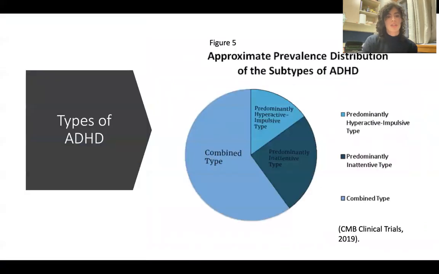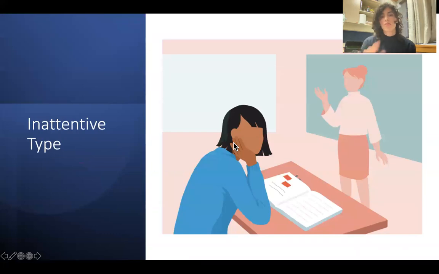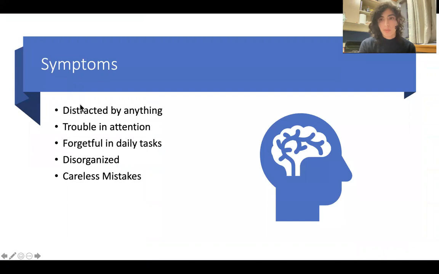Now let's talk about the types, and as you can see, these are hyperactive, inattentive, and combined type. And in this chart you can see that combined type is the most common one. And let's talk about inattentive type. These are the symptoms of inattentive type. People who have inattentive type of ADHD can be distracted by anything, or they may have trouble in attention, or they may be forgetful in daily tasks.